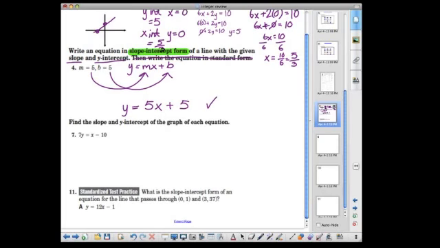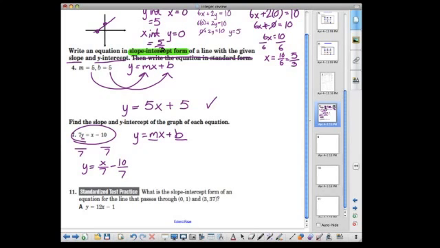Third set of instructions says find the slope and y-intercept of the graph of each equation. This equation is not in slope-intercept form, so you are going to want to put it in slope-intercept form before you can identify where your m is and where your b is. So this is where we're going to use a little bit of that algebra. At this point, y is almost by itself. It's just attached to the 7 by multiplication. So I'm going to divide by 7 on both sides. And I'm left with y equals x divided by 7 minus 10 divided by 7. Neither of those numbers will simplify, so I just have to leave it as is.